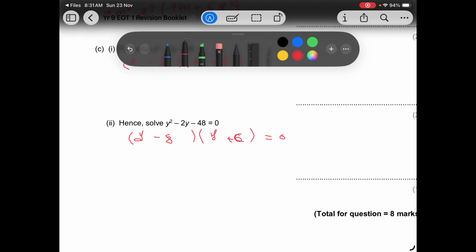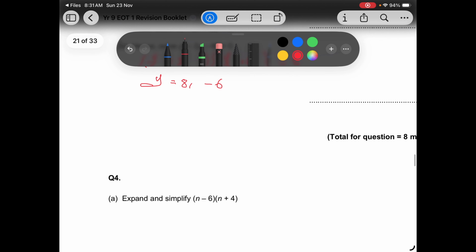Then guys, y could be what? Y could be 8. We change the sign. When it is equation and equals 0, we change the sign in each bracket. So y will be 8 or minus 6. Okay, so keep this changing of sign in mind.